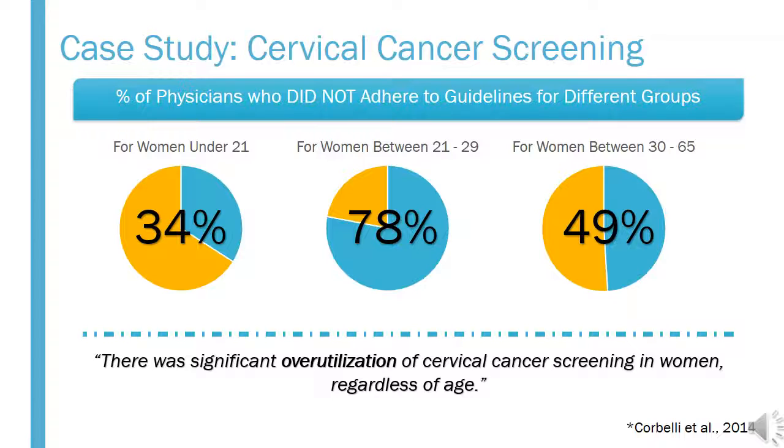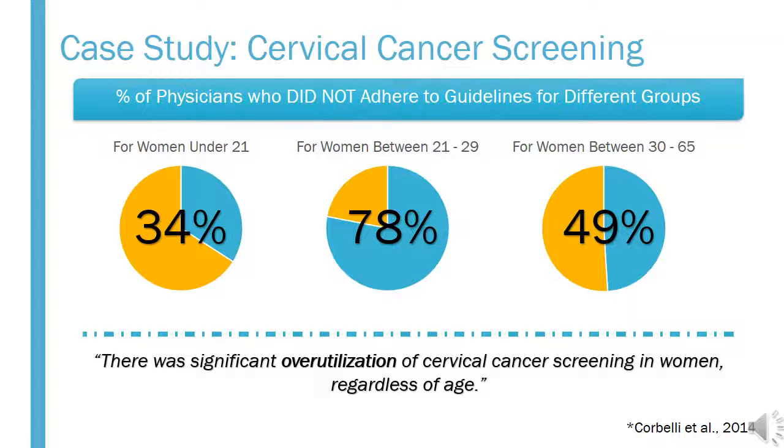Physician non-adherence was defined as screening when it was not recommended for the age group or performing part of the recommendation. For example, if the woman was under 21 years of age and screening occurred. Another example is if the woman was over 30 years of age and the physician only screened with cytology, although cytology in combination with HPV testing is recommended.